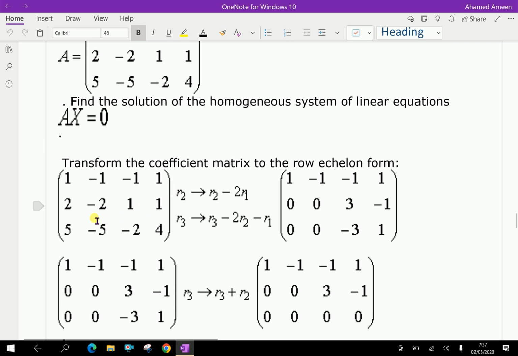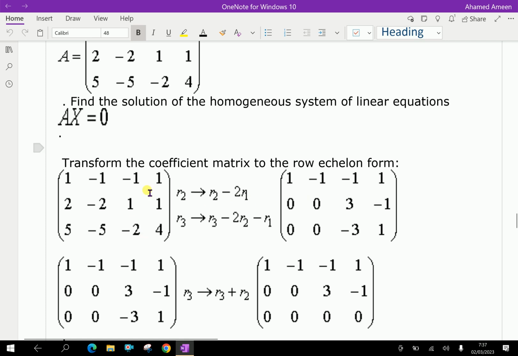For that, the first operation is R2 becomes R2 minus 2R1. That is 2 minus 2 equals 0. The first row we write as it is. The second row is 0. Here also minus 2 minus of minus 2 gives 0. Here it becomes 3, because 3 minus of minus 2 into minus 1 is 1 plus 2, which is 3.